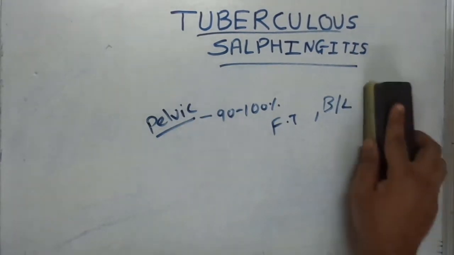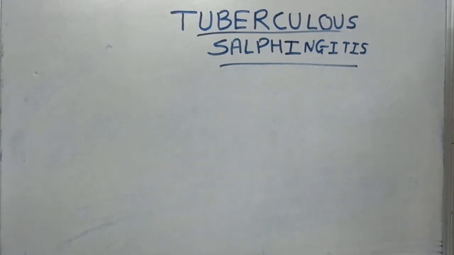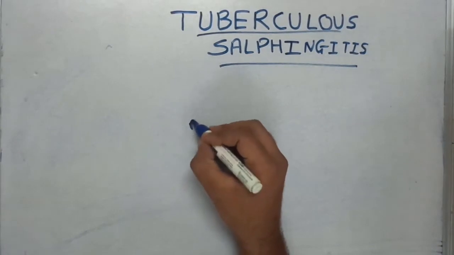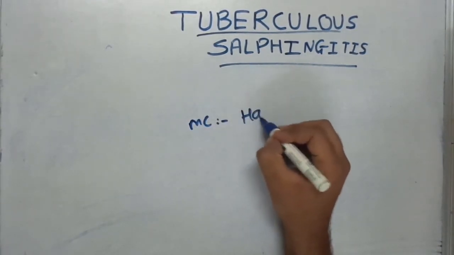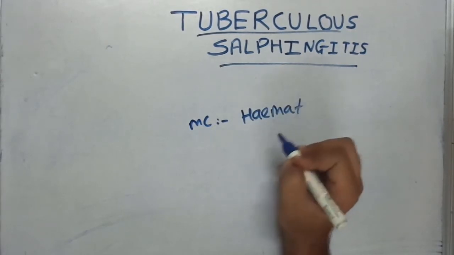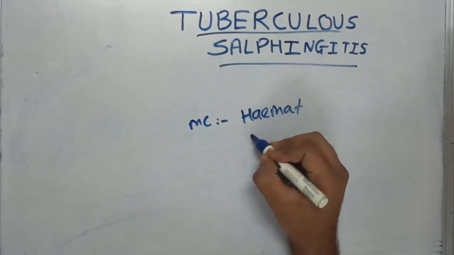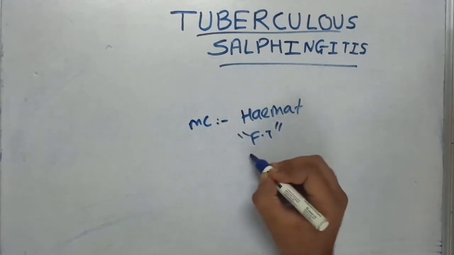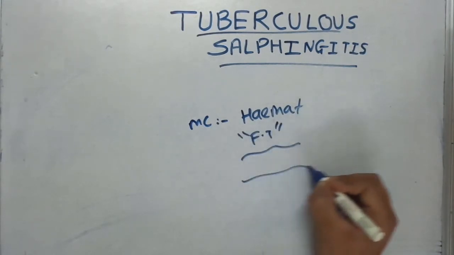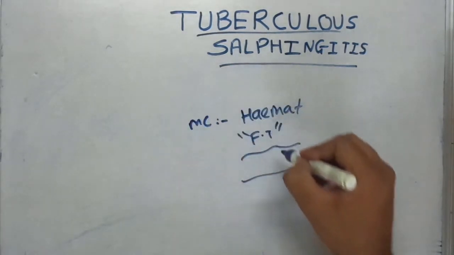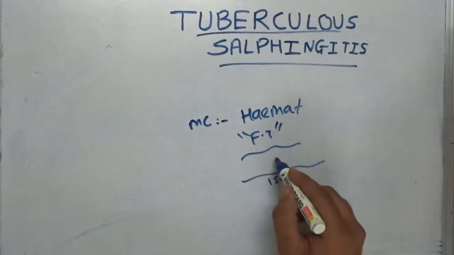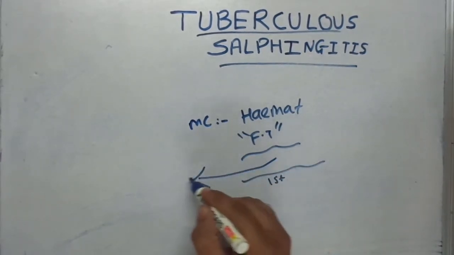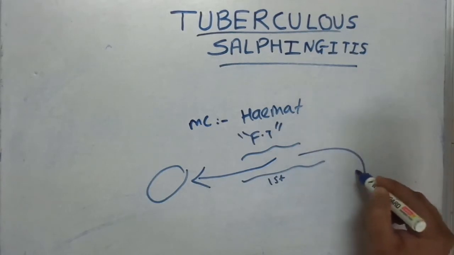Now we will see the spread or the initiation of pelvic tuberculosis. Most commonly, the initiation of tuberculous salpingitis is by hematogenous spread. And it initiates in the fallopian tube. So this is the fallopian tube, and hematogenously the first site of infection is the fallopian tube, and then transluminally it spreads to the ovaries or endometrium.